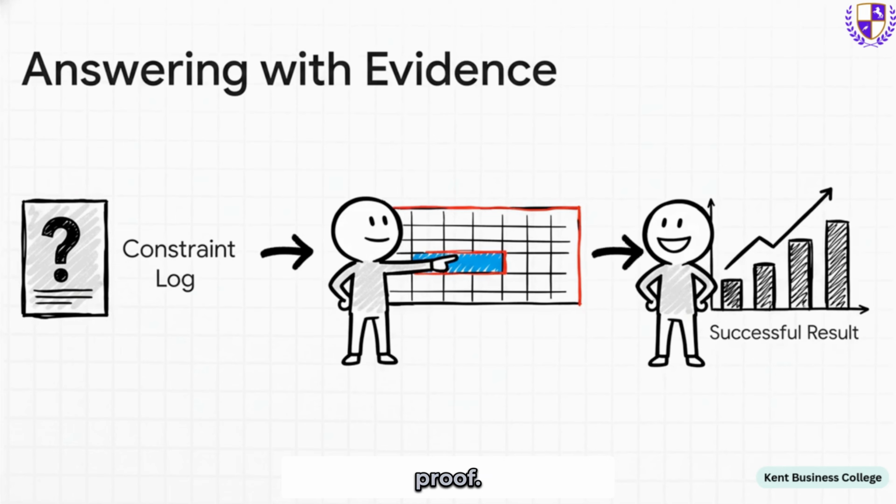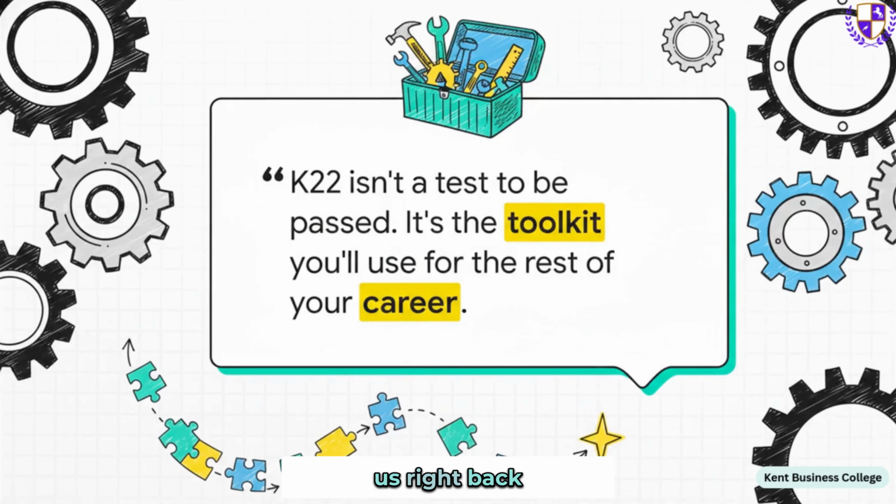It's undeniable proof. And that brings us right back to Adam's most important piece of advice. K22, and really all these standards, they aren't just hurdles you have to jump over. They are the actual tools you'll be using in your job for years to come. The goal isn't just to pass a test, it's to build a professional toolkit that will serve you for your entire career. So, what part of your toolkit are you going to start building today?